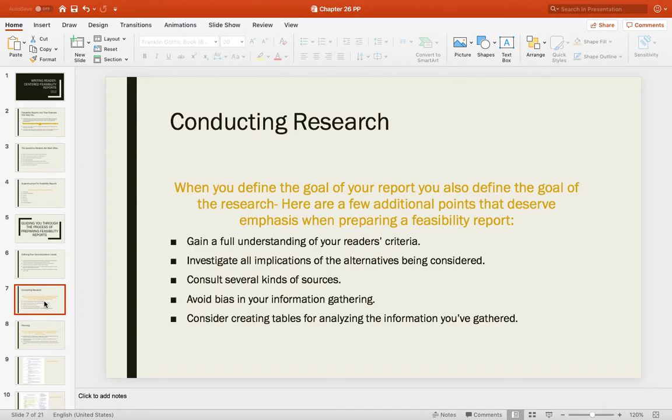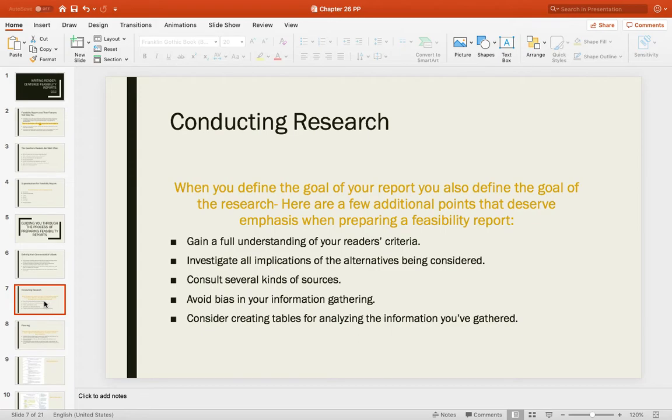Consult several kinds of sources. Different kinds of sources can provide different perspectives and types of information. Avoid bias in your information gathering. Employees conducting feasibility studies sometimes start out favoring a particular alternative. They may then tend to seek out information that supports that choice.